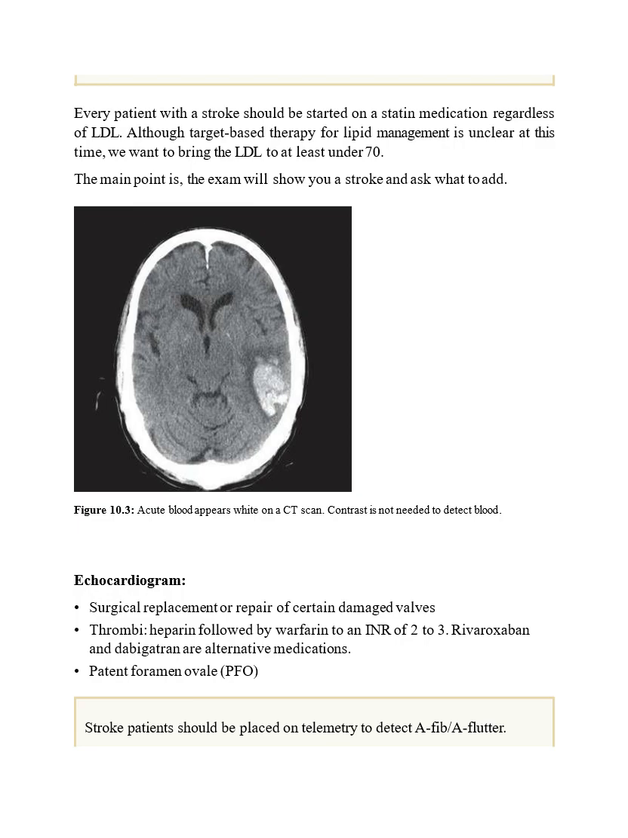How we evaluate the causes for stroke and their treatments. We do an echocardiogram. And number 1, this is surgical replacement or repair of certain damaged valves. For thrombi, we do heparin followed by Coumadin with an INR of 2 to 3. Rivaroxaban and dabigatran are alternative medications.